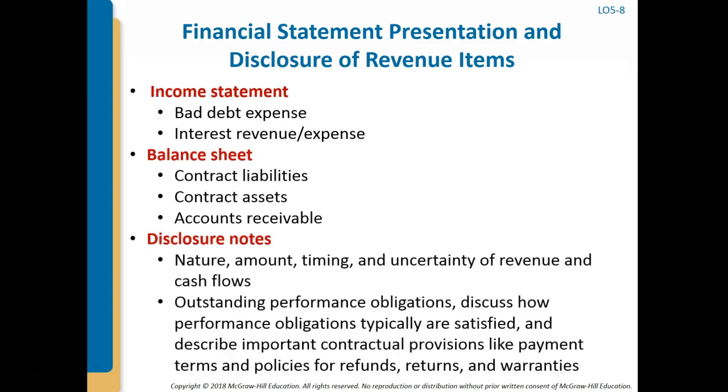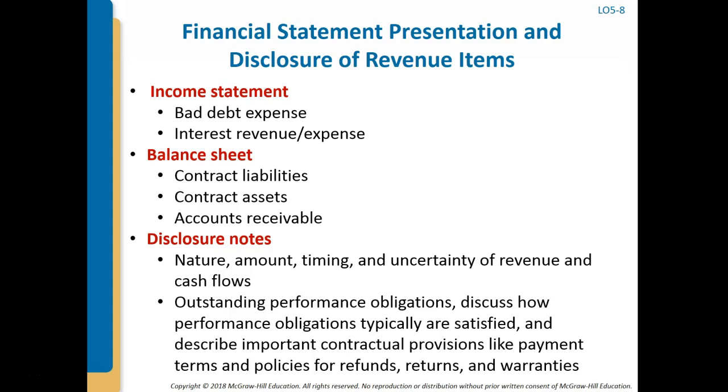So apart from presenting the accounts and balances on financial statements, several important aspects of revenue recognition must also be disclosed in the notes to the financial statements. The disclosure notes or the income statement must include bad debt expense and any interest revenue or interest expense incurred. Notes also are required to explain significant changes in contract assets and contract liabilities that occurred during the period.